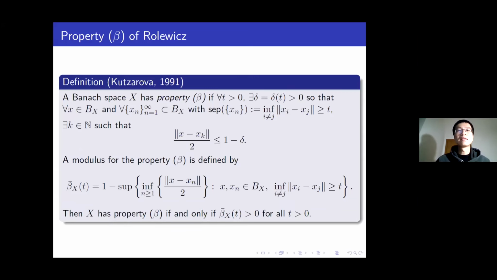And you can similarly define a modulus for property beta, just like the modulus for uniform convexity, in this way. And then the space has property beta if and only if the beta modulus is positive for every t.